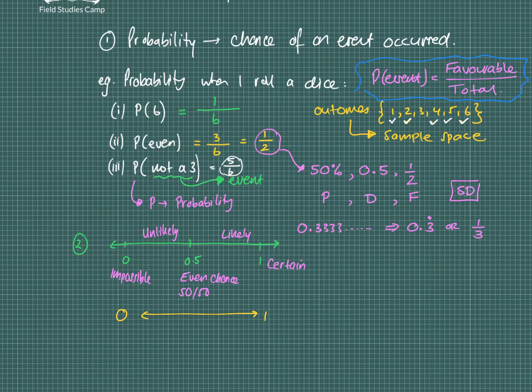The only other thing I'm probably going to mention, I've already looked at it in part 3, where we said the probability that we do not get a 3, that can be written as or called a complementary event. And that's the event that something does not occur.